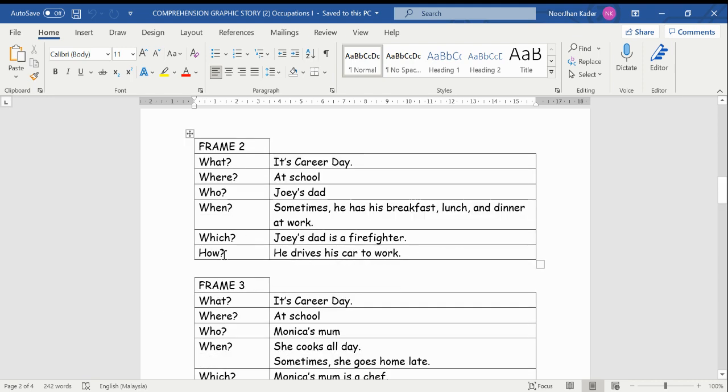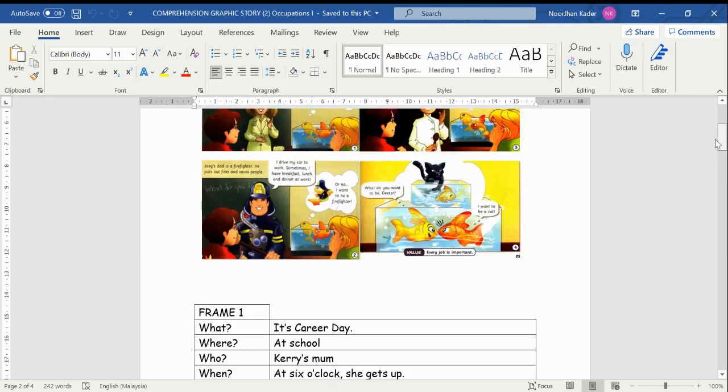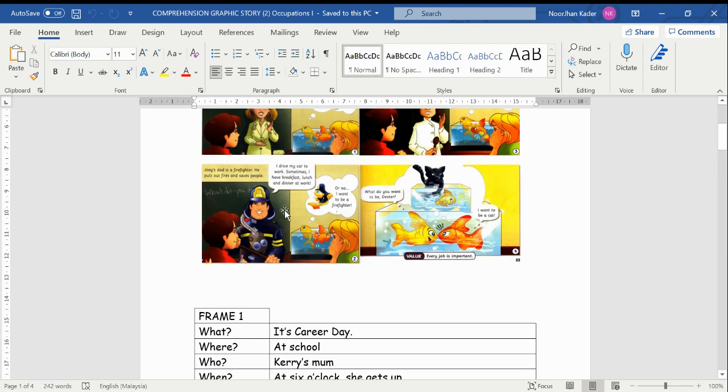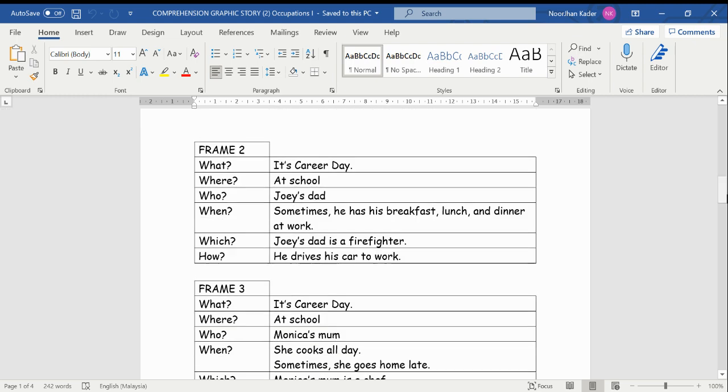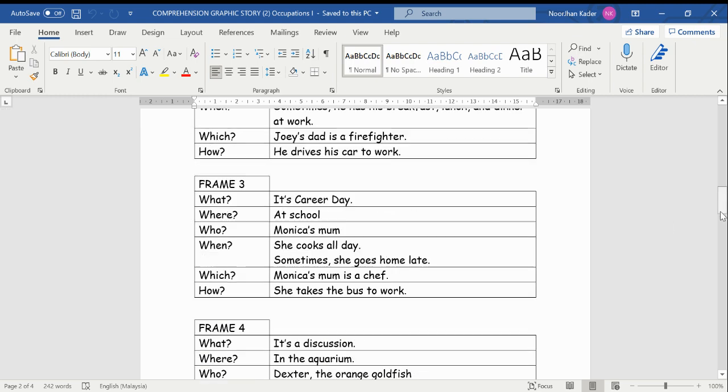Okay. And how does he go to work? Okay, from here he explains when he gives his speech. Okay, I drive my car to work. So he drives his car to work. He drives his car to work. Okay, that is done for frame 2.